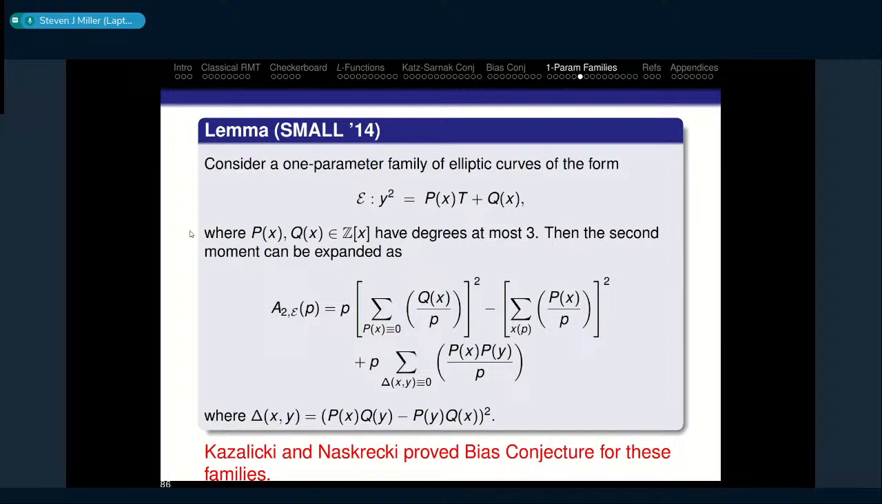So back in 2014, I had a group of students and we were looking at lots of curves of the form p of x, t plus q of x, where p and q have degree at most 3. We got really nice formulas, which we were able to solve in some cases. And Matilzik gave a talk yesterday. He and one of his colleagues were able to prove the bias conjecture holds for all of these families. So at least there's now a large class of families where the bias conjecture is known to hold. But again, these are very special families. It's got to be of this form. It's only linear in t.